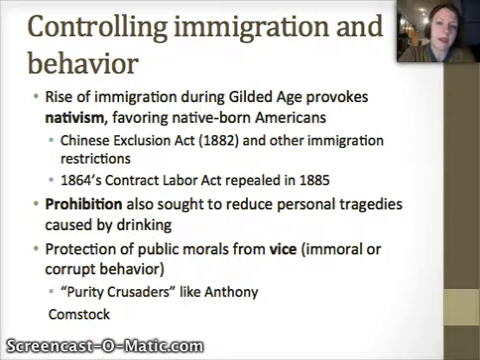There's also a desire to protect public morals from vice, which we've talked about a little bit in a previous class, I think, when we were reading Devil in the White City. Vice is immoral or corrupt behavior. And so there are laws that are passed during this time that are trying to protect people from immoral behavior.